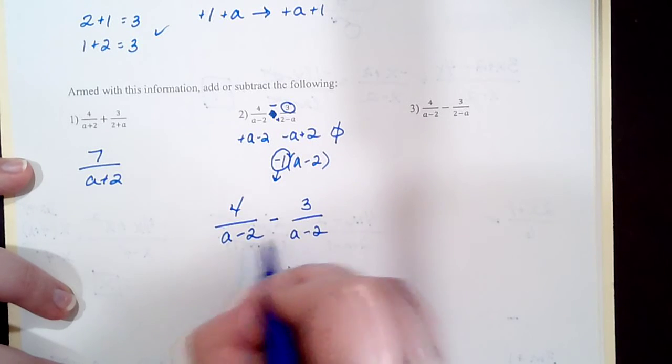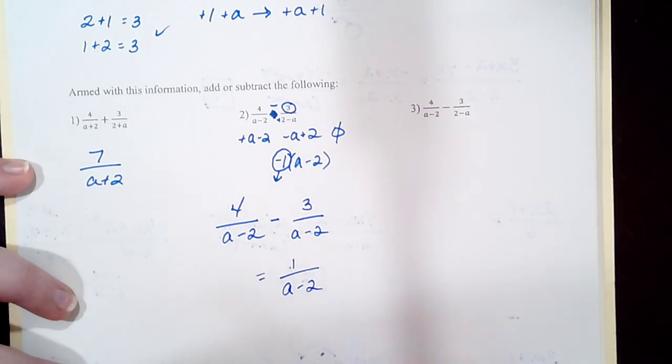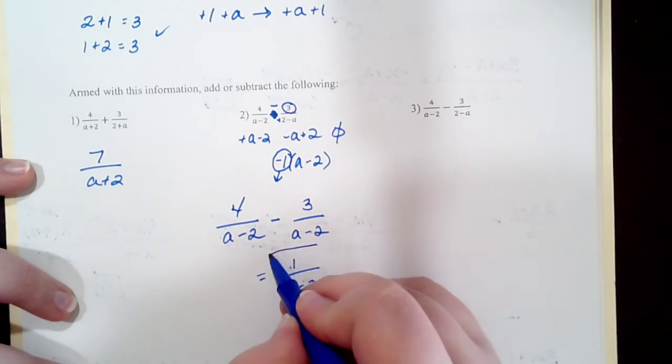4 minus 3 is 1. They have the same bottom. So 1 over a minus 2. Yeah, it's that easy.